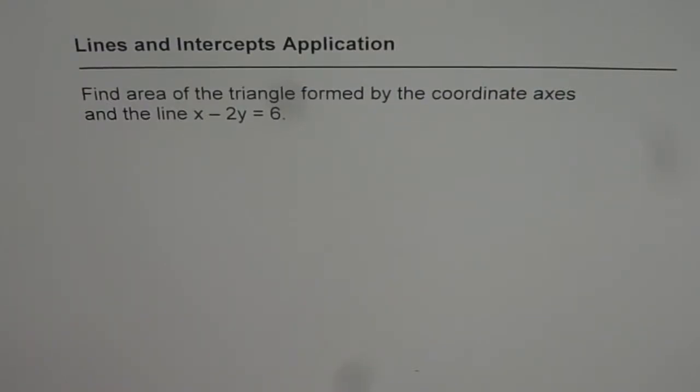Lines and intercepts application. Find the area of the triangle formed by the coordinate axes and the line x minus 2y equals 6. To solve such problems, it's a good idea to find the x and y intercepts first. Sketch the line and then find the triangle area.